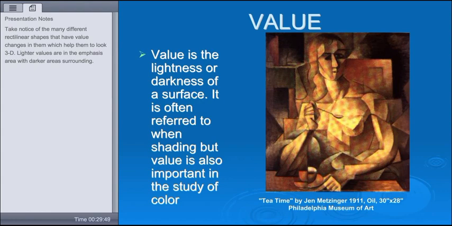Value is the last element we're going to do in this section, and then we'll go on to part 2. Take notice of the different rectilineal shapes that have the value change them and help them look more three-dimensional. The lighter values are in the emphasis area with darker values surrounding. Tea Time by Jean Metzinger, 1911, oil, 30 inches by 28 inches, and it hangs in the Philadelphia Museum of Art. This is a Cubist style of painting, which is very much like Picasso. And take the time to see what she's wearing, the cup, the spoon, the wrap she has around her, what's in the background. All of this is very intentional.